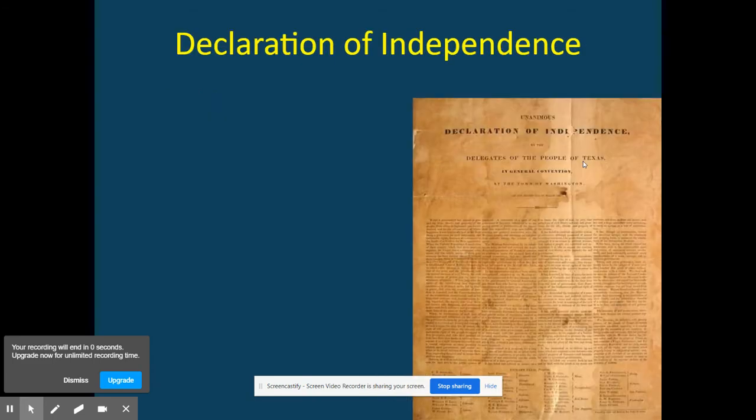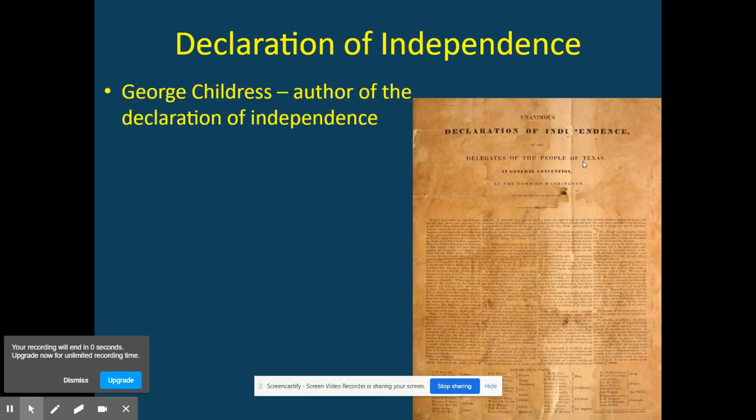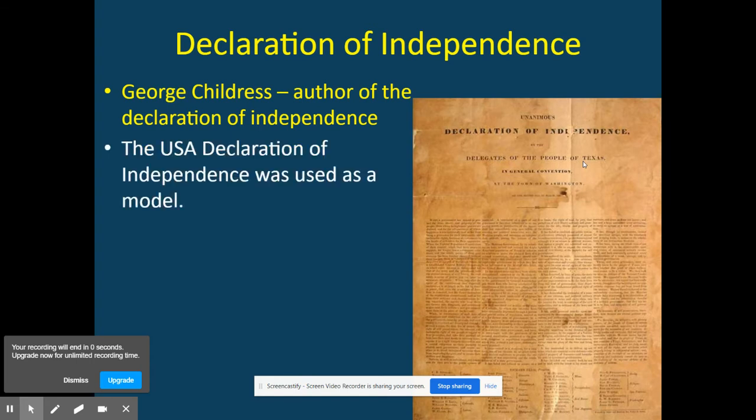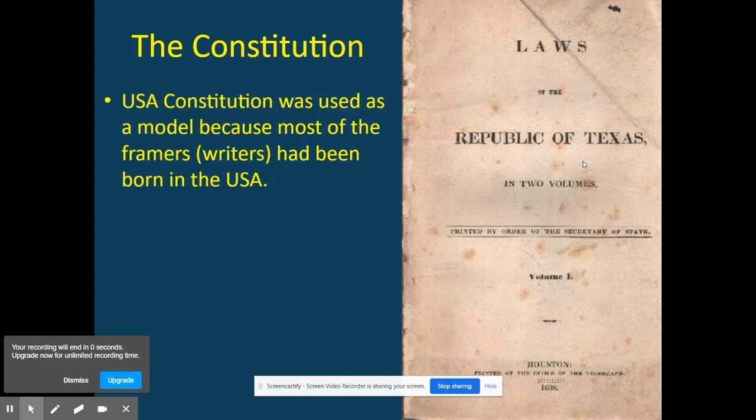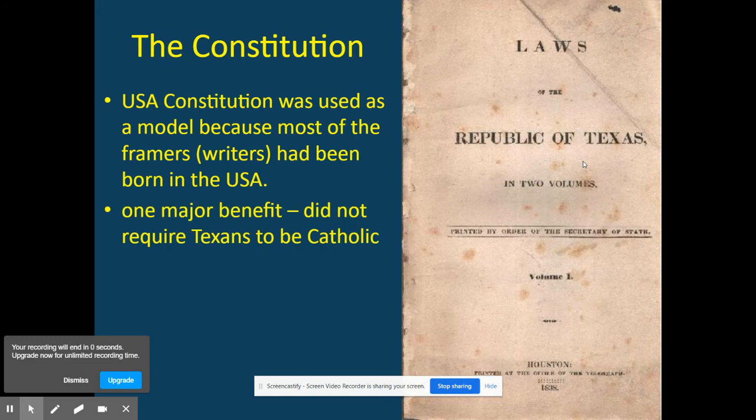The Declaration of Independence of Texas. George Childress was the author of the Declaration of Independence for Texas. It was patterned after the Declaration of Independence the United States had written. The Constitution of the Republic of Texas was also modeled after the United States Constitution because many of the framers, or writers, had been born in the United States.